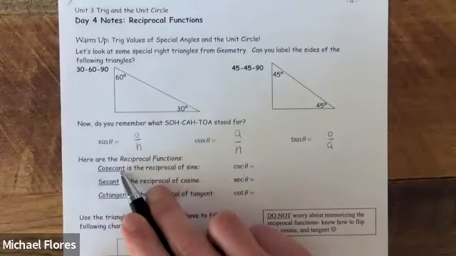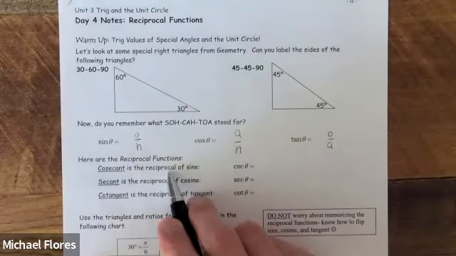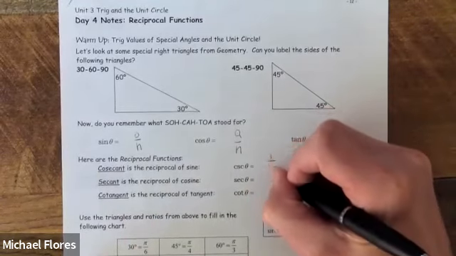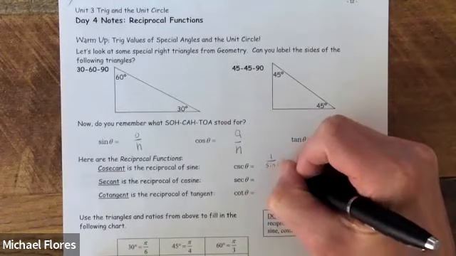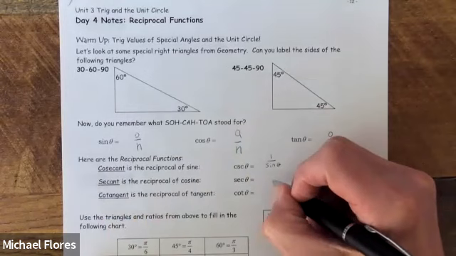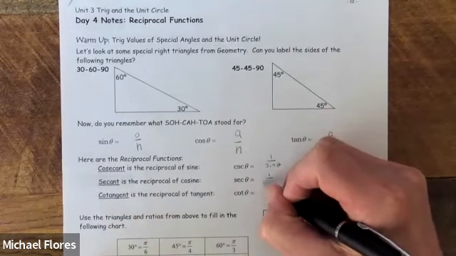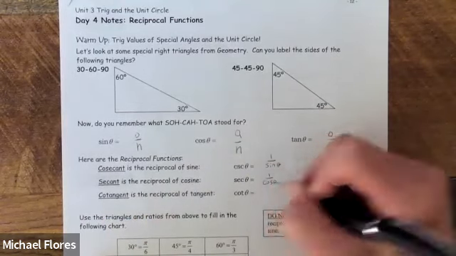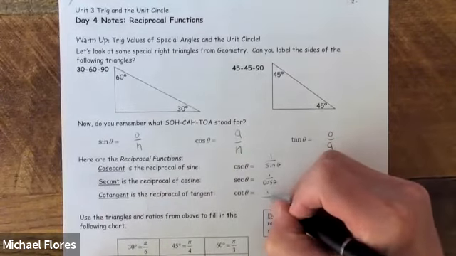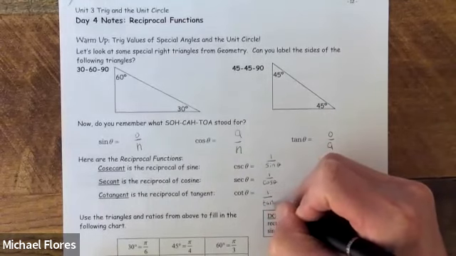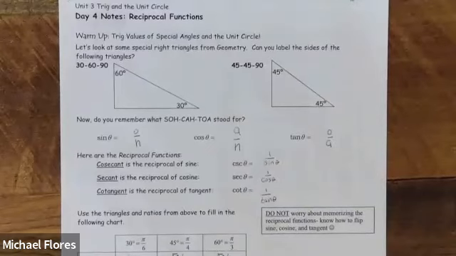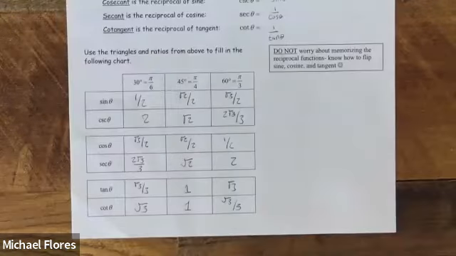Here are the reciprocal functions for cosecant. Cosecant is a reciprocal of sine, and cosecant of theta is the same thing as 1 over sine of theta. Secant is the reciprocal of cosine, and secant of theta is the same thing as 1 over cosine of theta. Cotangent is the reciprocal of tangent, and cotangent of theta is the same thing as 1 over tangent of theta. Now that's going to come in handy in about 5 minutes, I would say.